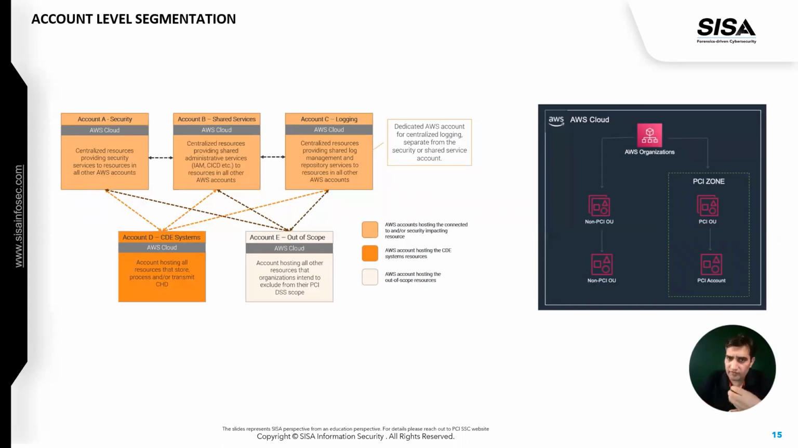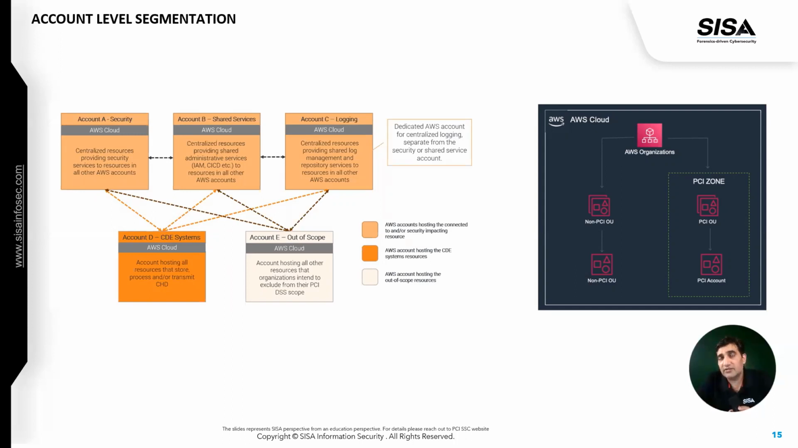So let's talk about it from an account level segmentation perspective. This is how any kind of cloud, let it be Google Cloud, Azure, or AWS, performs it. They basically work on an account level. For example, all security services can be grouped under one account. All shared services can be grouped under another account. And if you need to monitor your environment, all the logging and monitoring services can be in another account. And like this, you are also hosting your own cardholder data environment.